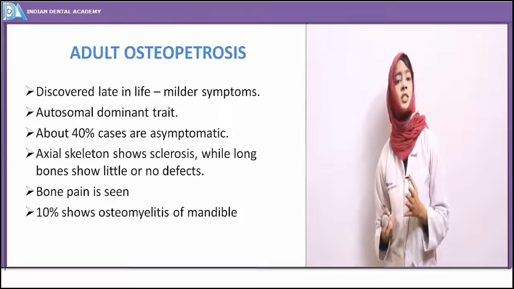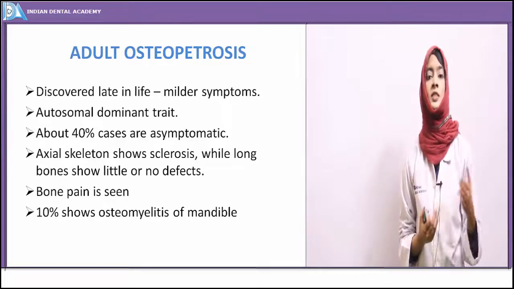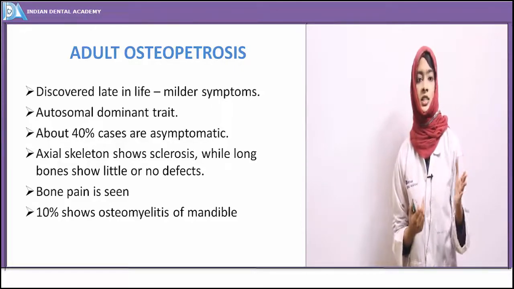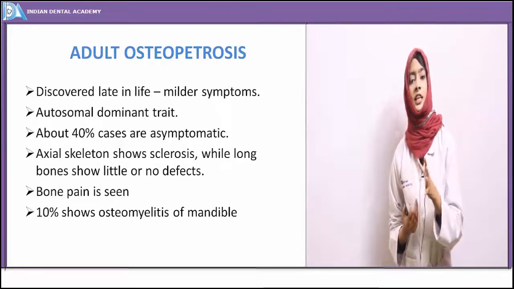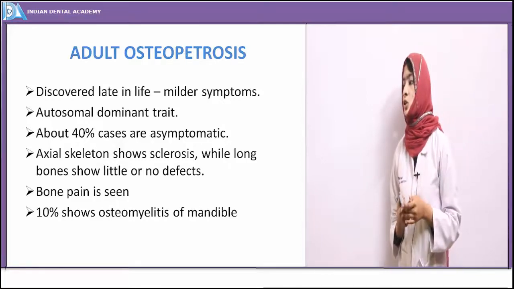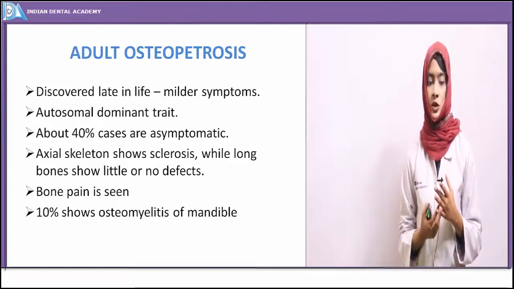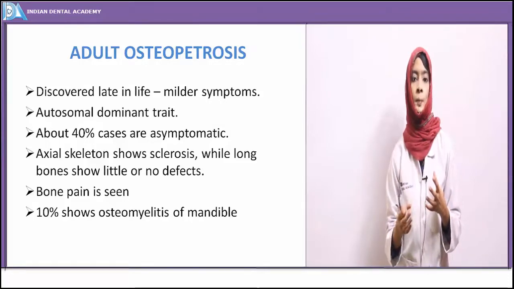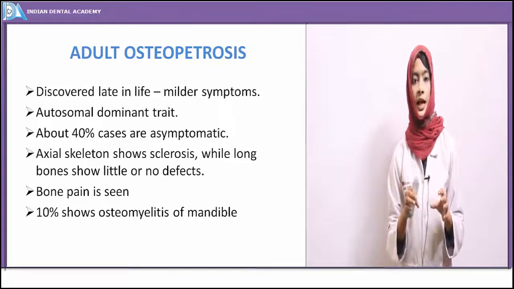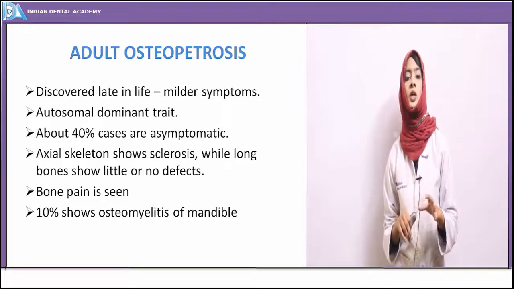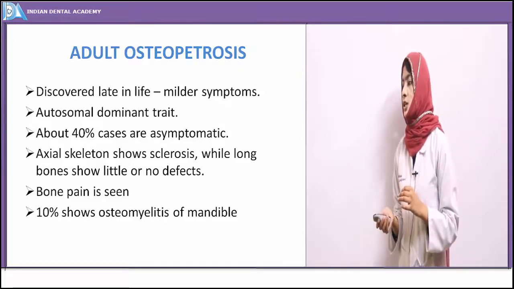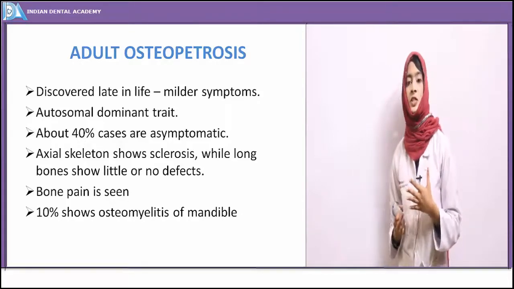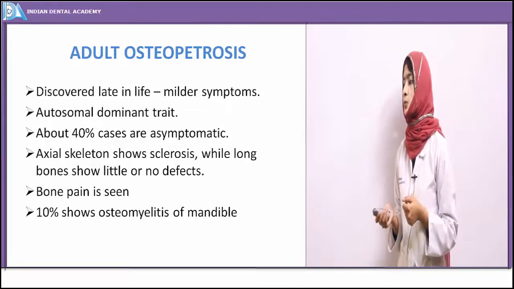Adult osteopetrosis is transmitted as an autosomal dominant form, seen in later stages of life, because during early stages or in infancy, the child remains asymptomatic. The axial skeleton shows sclerosis, and the initial manifestation of the disease is bone pain, a dull aching pain which is transmitted to the soft tissue. And there is increased susceptibility to infections. About 10% of cases show osteomyelitis of the mandible also.